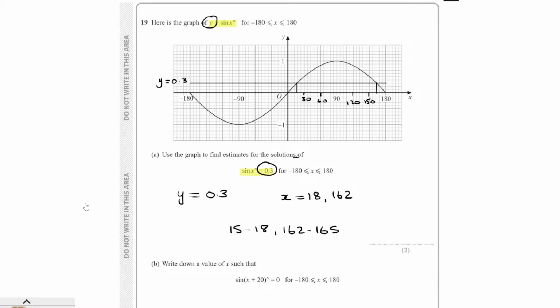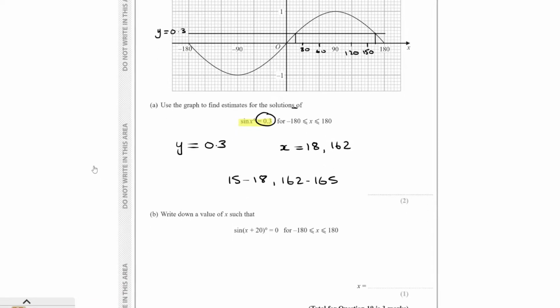Okay, and then part B, this is even more so towards A level, I would say. Write down a value, so just one, of x such that sine of (x plus 20) is equal to 0. In terms of your knowledge with GCSE, that's a graph transformation, isn't it? It's a translation, so moving left to right. It's next to the x, so it's an x-axis one, but remember x-axis is always the wrong way, so it's actually a minus 20. Imagine all of those x coordinates have shifted by 20 to the left.